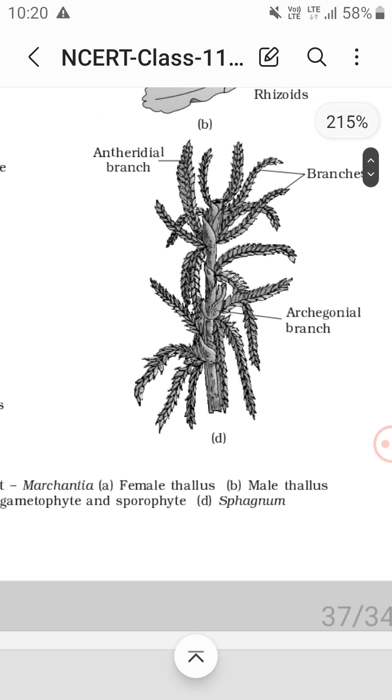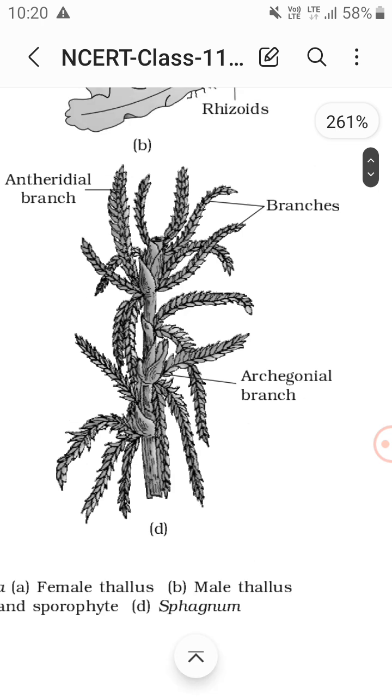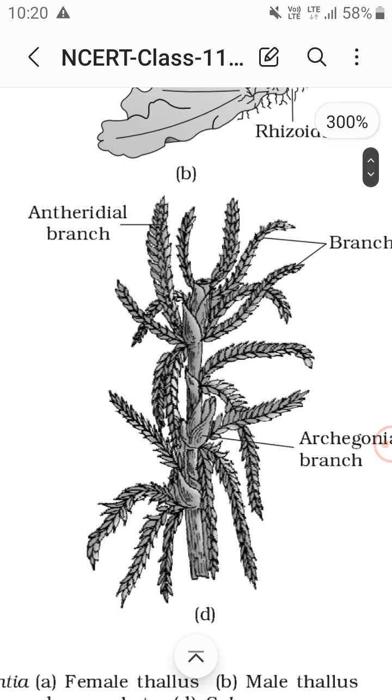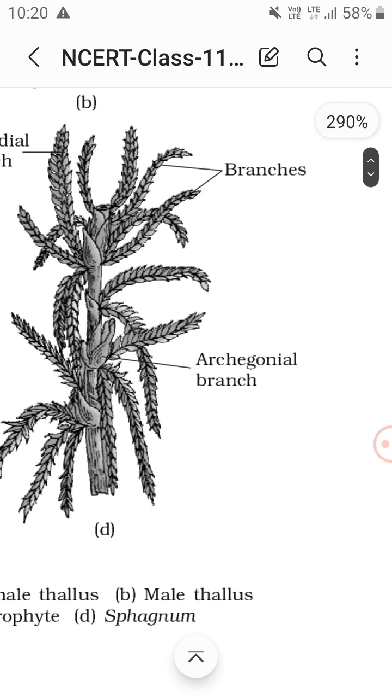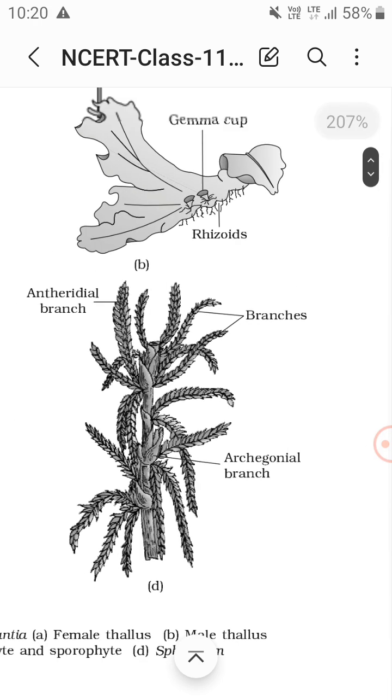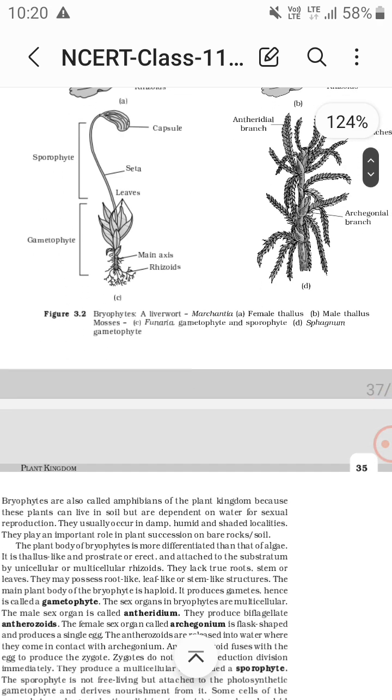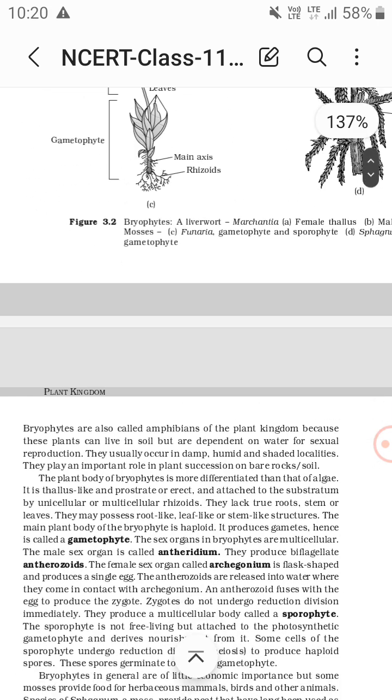Now Sphagnum shows only the gametophyte, you see there is archegonial branch on the downside. Upside it is antheridial branch for male sex organ, and the female sex organ is on the archegonial branch. Now they are the branches. So this is bryophytes. We divided into liverworts and mosses.